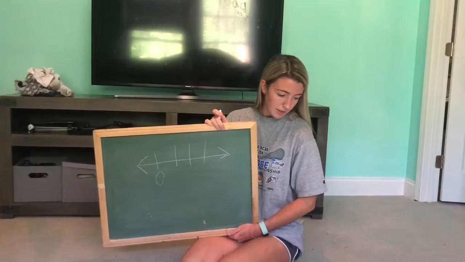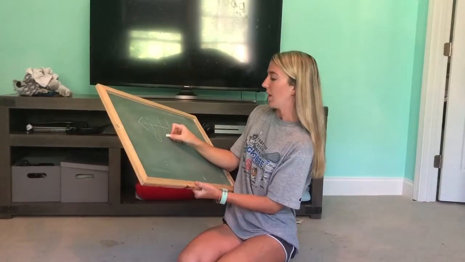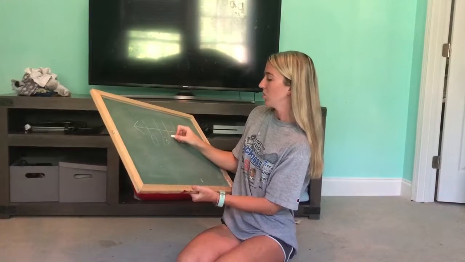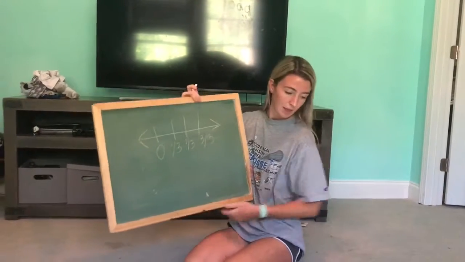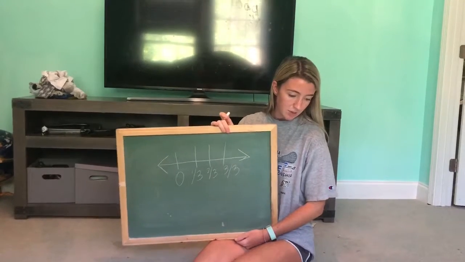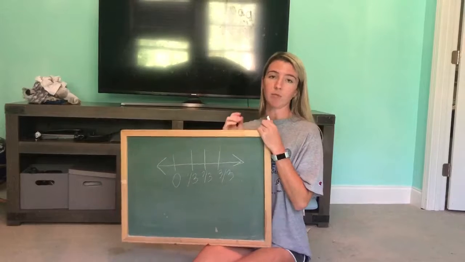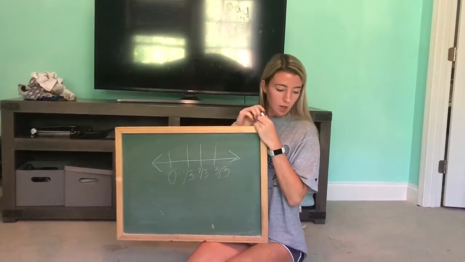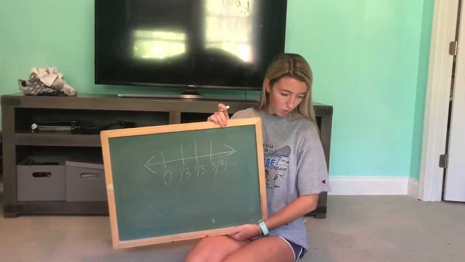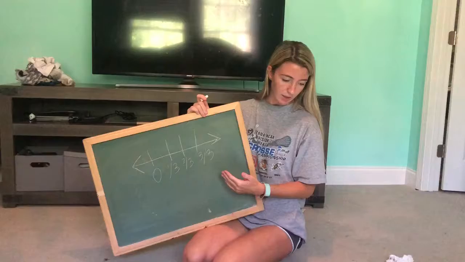All right, now let's label. So it starts with 0, and then we have 1/3, 2/3, and 3/3. And 3/3 is the same as 1 whole. 3/3 is also the same as what individual term? Get ready. 1 whole. Great job. Yes, 1 whole, because we have 3 equal parts of 3 equal parts.